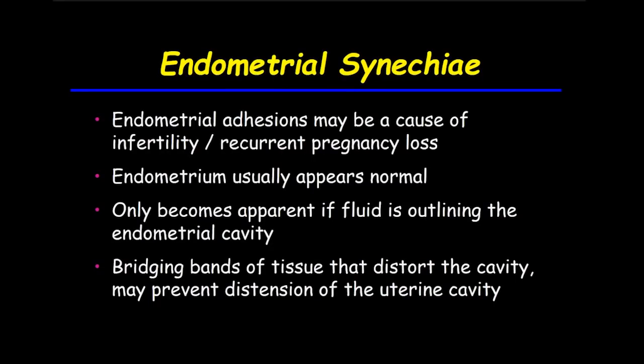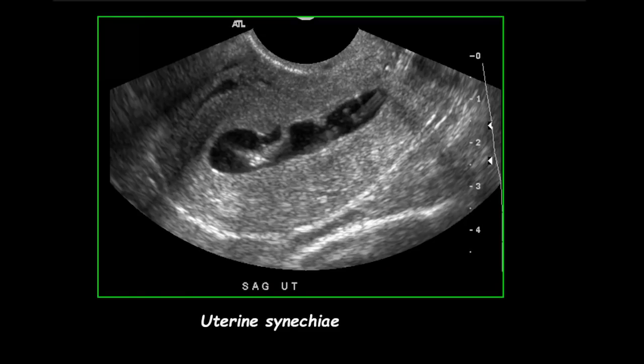Endometrial synechiae may be a cause of infertility, but only become apparent if fluid outlines the endometrial cavity. Saline infusion sonohysterogram demonstrates multiple adhesions extending from the anterior to the posterior wall of the endometrial cavity, consistent with uterine synechiae.